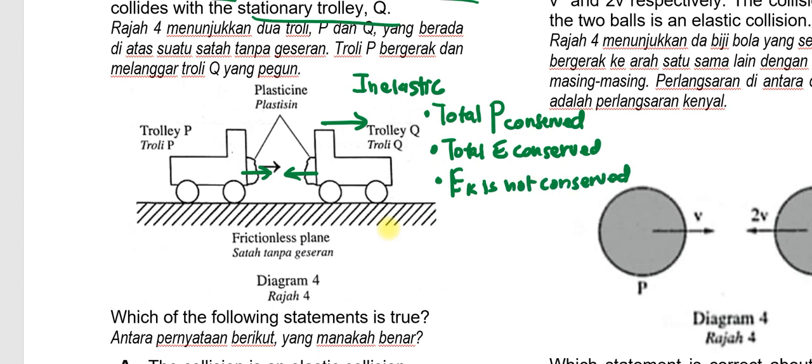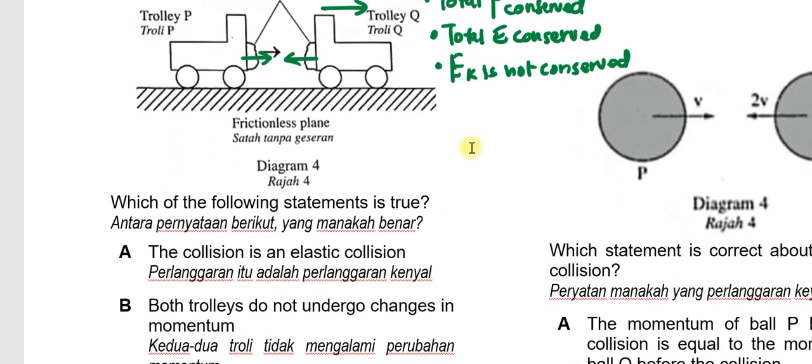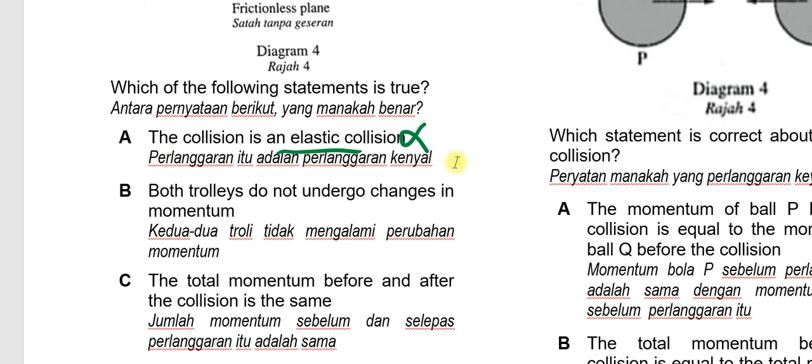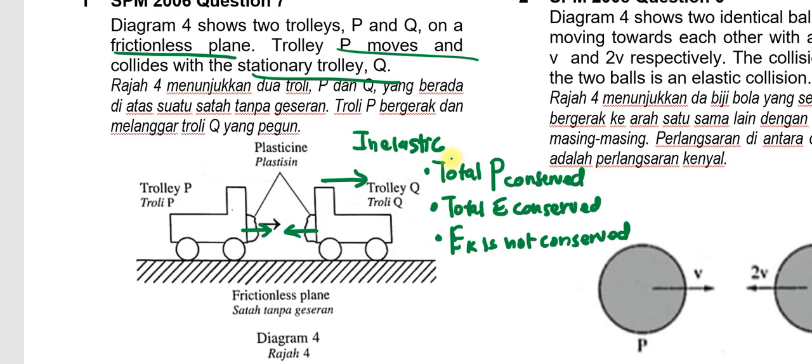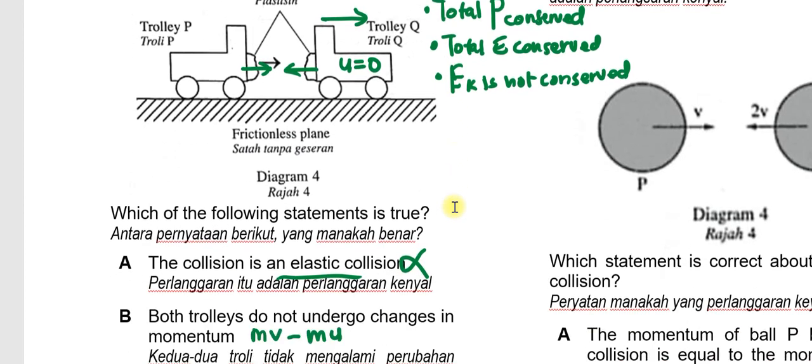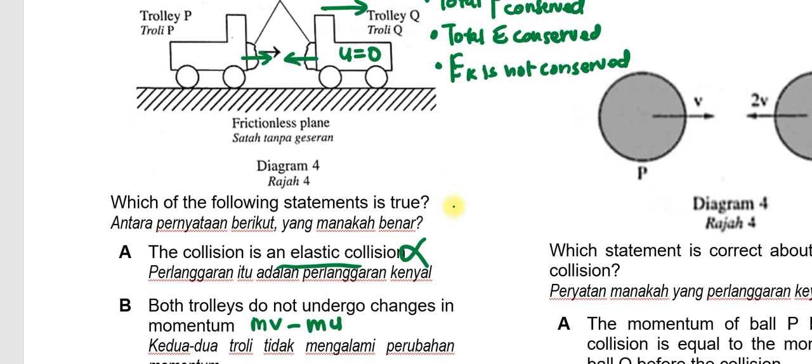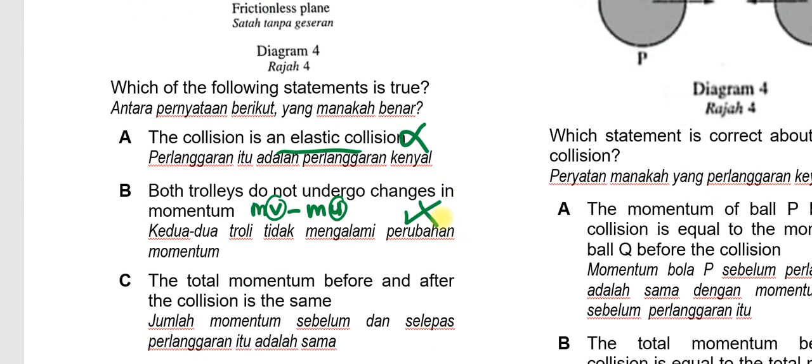So, you must understand this first. These are the characteristics of inelastic. So this is an elastic collision? Definitely wrong. This is inelastic. Both trolleys do not change in momentum? Change in momentum means mv minus mu. You can see trolley Q initially was 0. After the impact it will go with a velocity, right? So your velocity changes, and when your velocity changes, then your momentum changes. So this is a wrong statement.